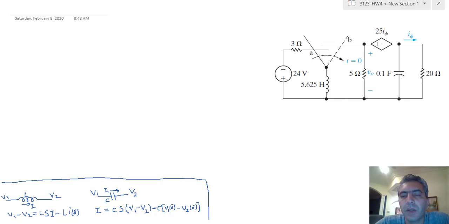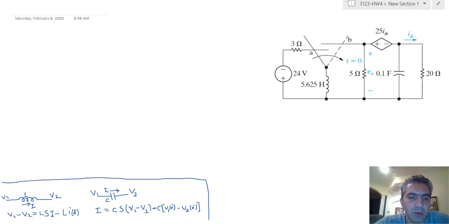Hello everyone. Today we're going to continue using Laplace transform for circuit analysis, and this time, as we discussed in class, we're going to actually implement Laplace transform at the level of writing equations for components. In other words, we will no longer see any equations in the time domain.